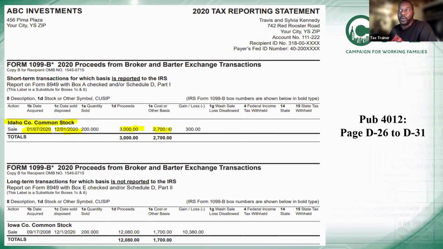So it looks like I bought it for $2,700. That's my cost, what I paid for it. And my proceeds would be what I sold it for. I sold it for $300. So I made $300 on it.